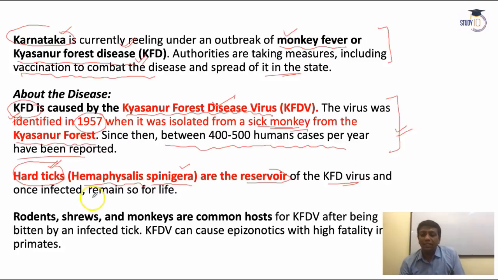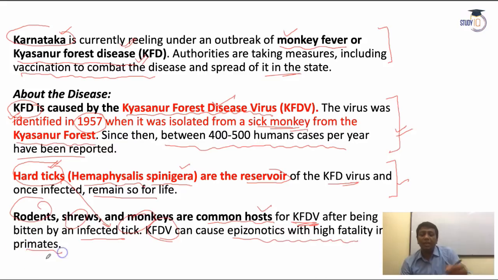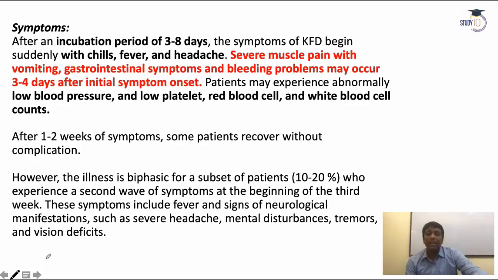Once infected, it remains so for life, so the pathogen is always there inside. Even rodents, shrews and monkeys are also common hosts of KFDV after being bitten by an infected tick, so the virus is preserved inside these animals. KFDV can cause an epidemic with high fatality in primates. That is the reason that in primates, or monkeys, our ancestors, this type of pathogen is very problematic and can highly cause death.